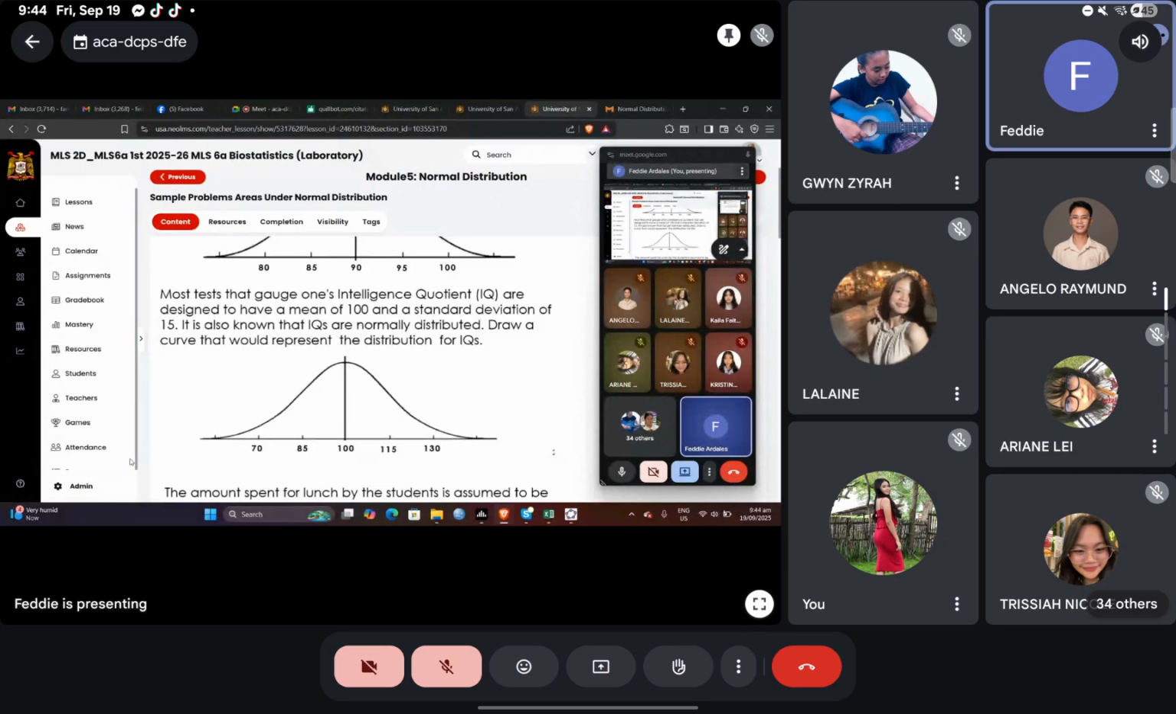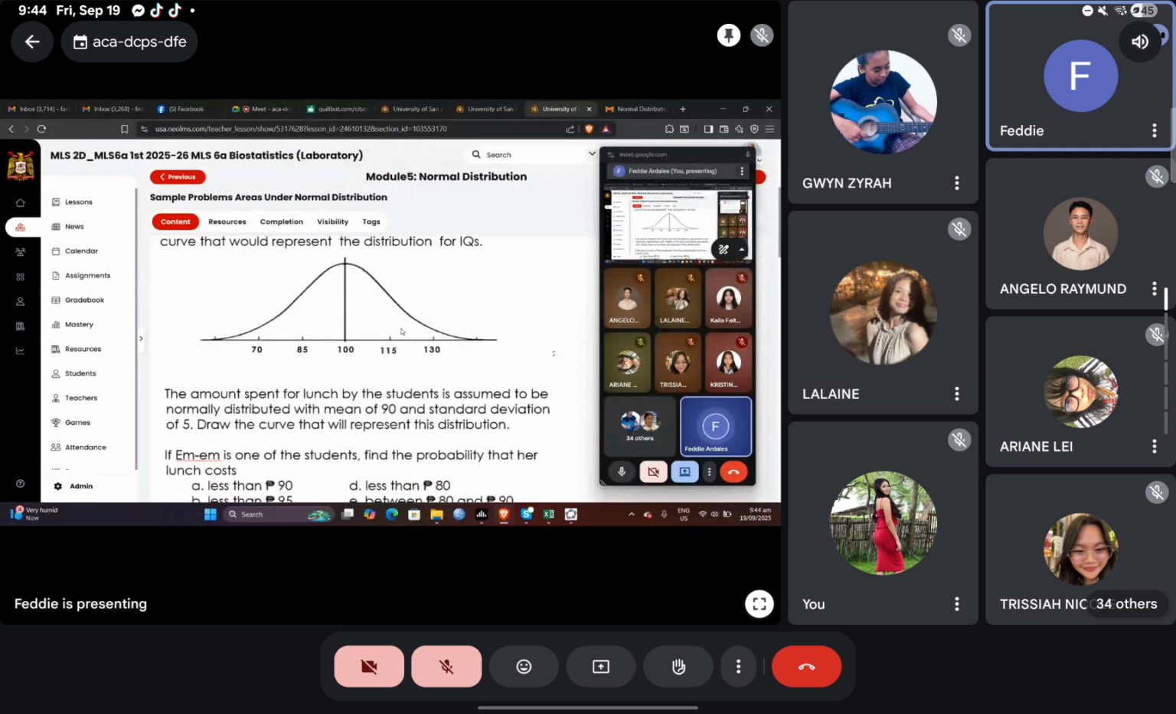Let's try to use the following example. The amount spent for lunch by a student is assumed to be normally distributed with a mean of 90 and a standard deviation of 5. Draw the curve that will represent the distribution. Okay, let's draw this later on.